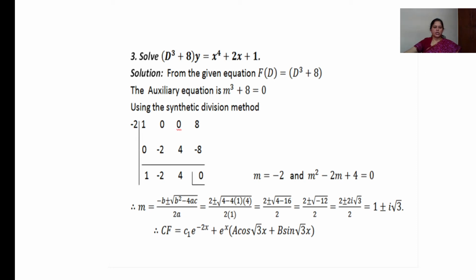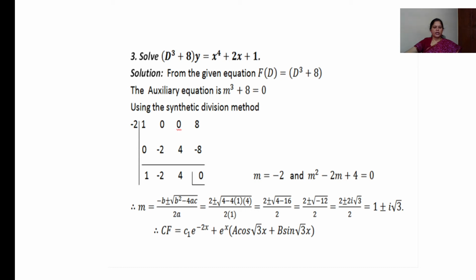That is 1 plus 0, which means we get 1. That value has to be multiplied with minus 2, which gives minus 2. We write that in the second entry of the second row. Then again we go for vertical addition, so we get minus 2. Then minus 2 into minus 2 is 4. That is the third entry of the second row.